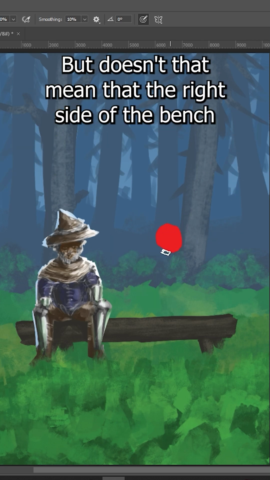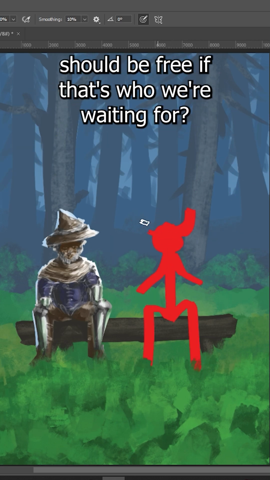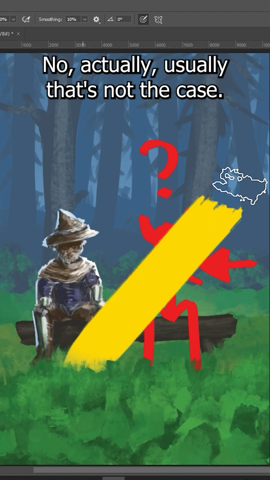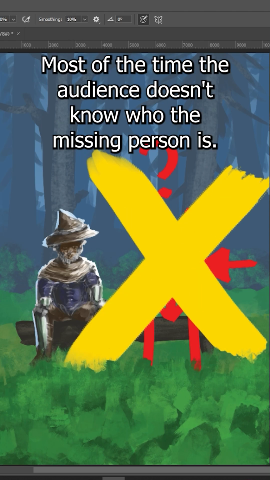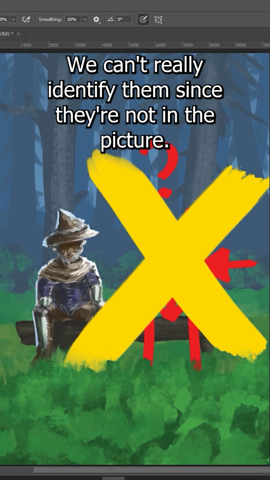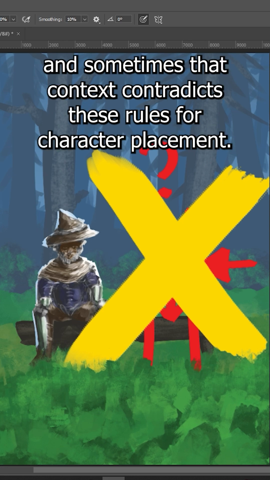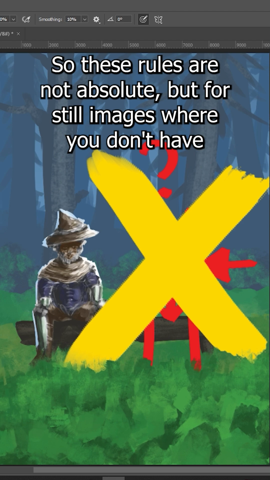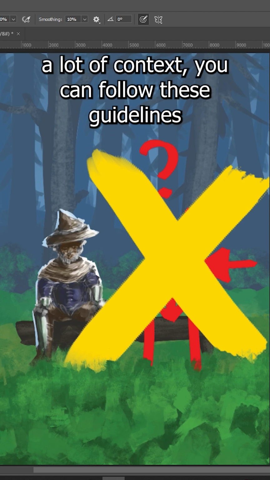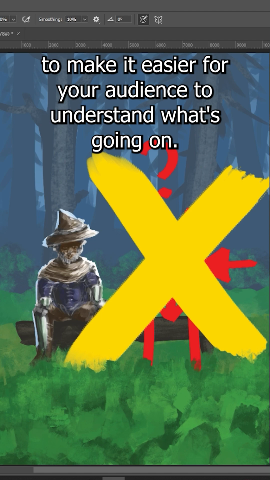Yes, they should, but doesn't that mean that the right side of the bench should be free if that's who we're waiting for? No, actually, usually that's not the case. Most of the time, the audience doesn't know who the missing person is. We can't really identify them since they're not in the picture. In movies, we usually get a lot more context, and sometimes that context contradicts these rules for character placement. So these rules are not absolute, but for still images where you don't have a lot of context, you can follow these guidelines to make it easier for your audience to understand what's going on.